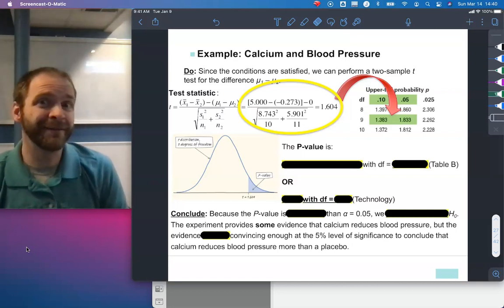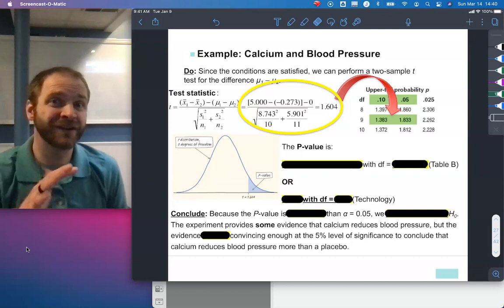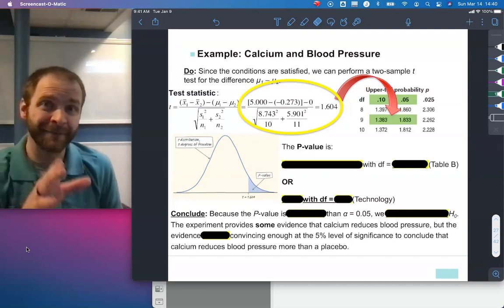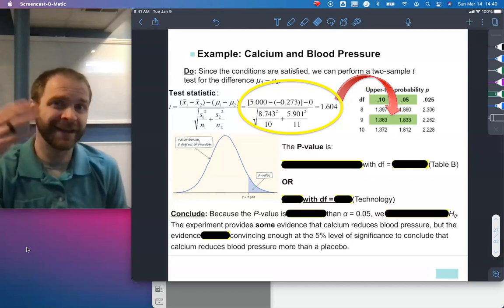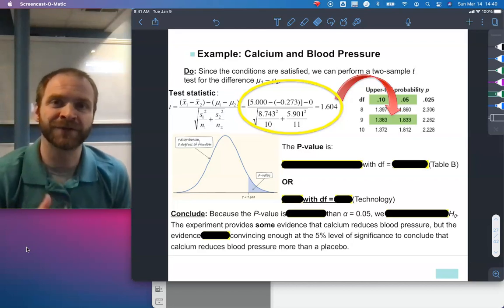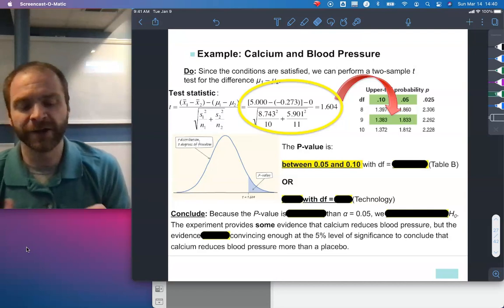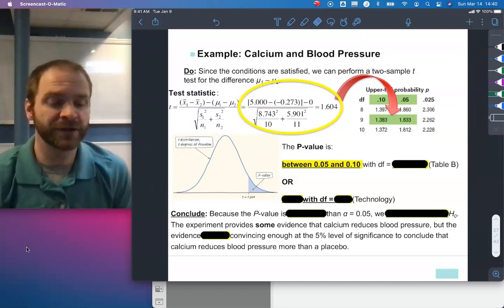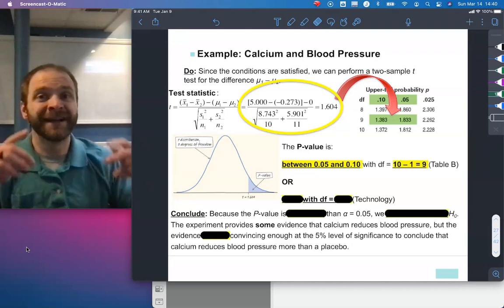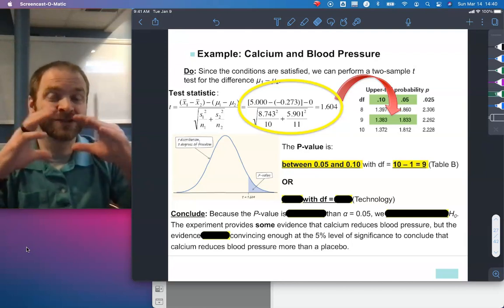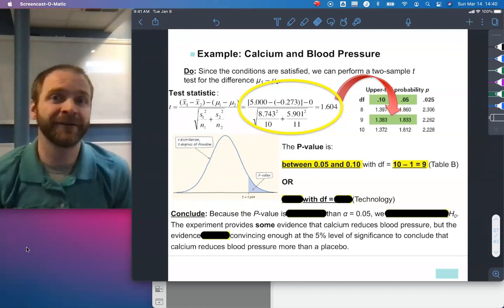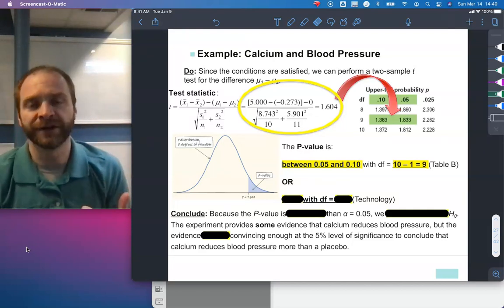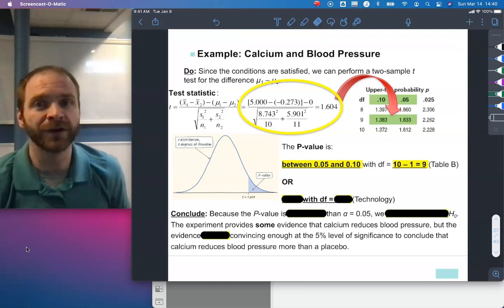Do you think maybe on a multiple choice question they might try and trick you with something involving the other degrees of freedom, not being conservative? That's just me thinking out loud on how to come up with tricky multiple choice responses. So our p-value based off of table B is between 0.05 and 0.10 using a degrees of freedom of 9. Remember, each t distribution's shape, its curvature, is different based off the degrees of freedom. You have to state it. So you're going to use the more conservative, or you're going to use technology.